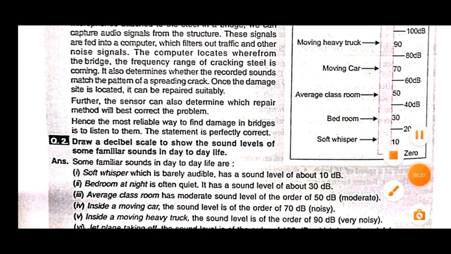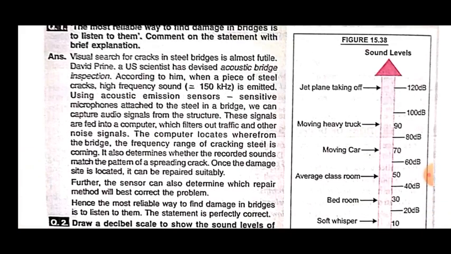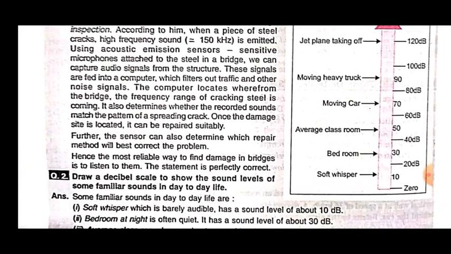Next one: draw the decibel scale to show the sound level of the most familiar sounds in day to day life. Here you can see the sound levels and decibels given: soft whisper, bedroom, average classroom, moving car, moving heavy truck, and jet plane takeoff. The decibel values are given. Generally sound up to 50 to 60 decibel is comfortable for our ears. But when it goes beyond 160 decibel, it starts to be painful for us. We cannot bear very high decibel sound.